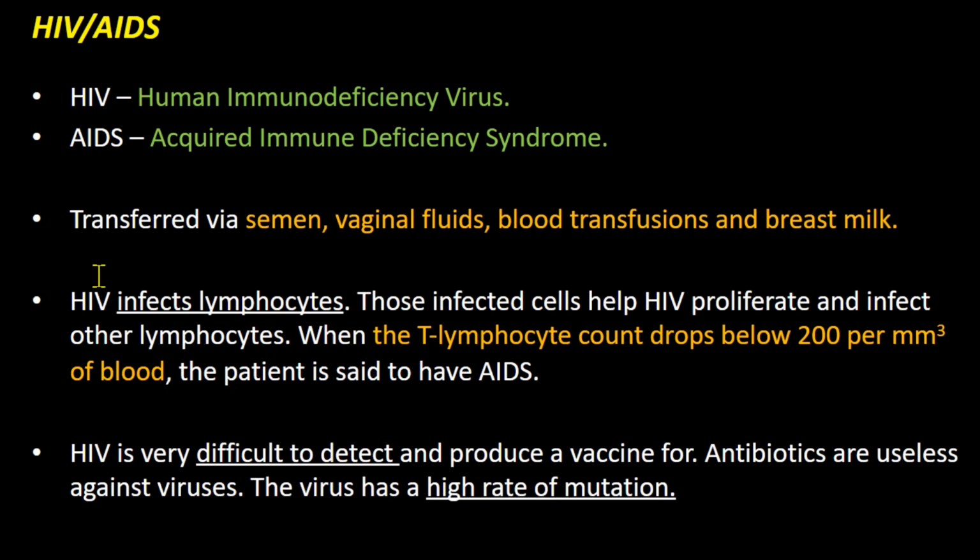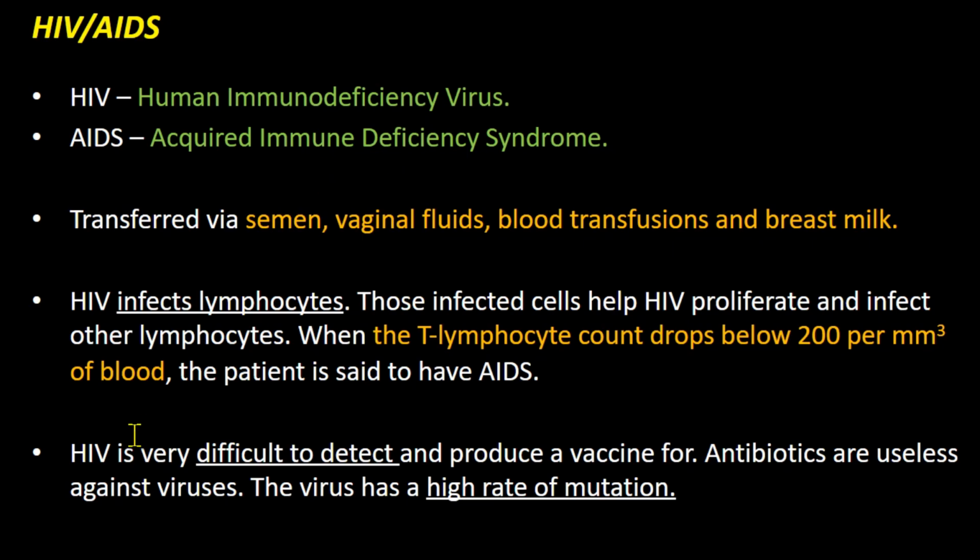So HIV infects lymphocytes, a specific type of lymphocyte called a T lymphocyte. So those infected cells help HIV proliferate, basically multiply, and infect other lymphocytes. So when the T lymphocyte count drops below 200 per millimeter cube of blood, the patient is said to have AIDS. Basically, the immune system has now undergone a severe deficiency, hence the term.